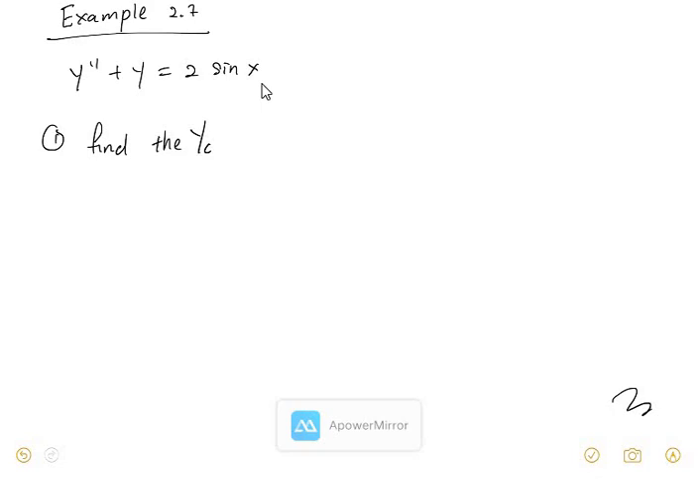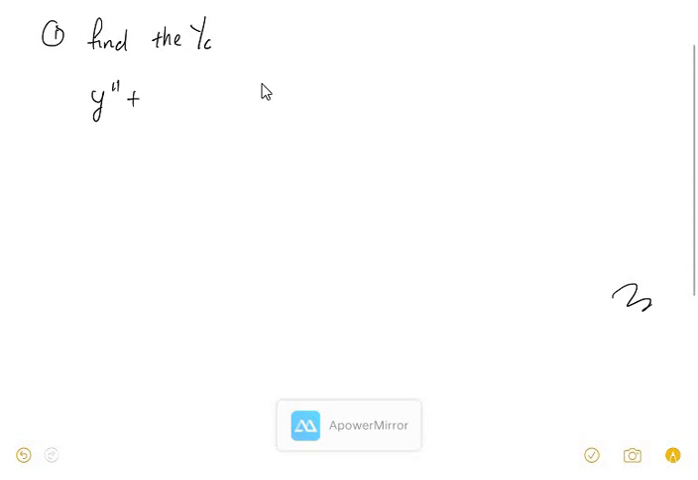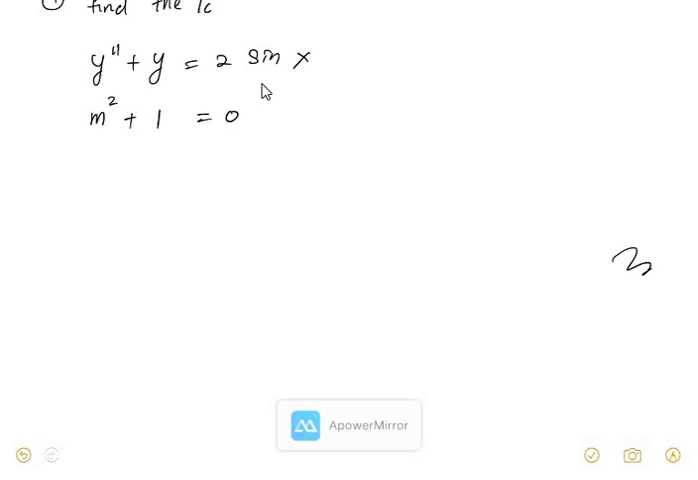Find the yc means that you treat this equation as homogeneous first. So y double prime plus y equal to 0, because you assume it's homogeneous first. I assume y double prime equal to m squared, and y equal to 1. Then you factorize it to get the root value. So m squared equal to minus 1. So m is equal to plus minus i, because the square root of minus 1 is imaginary.